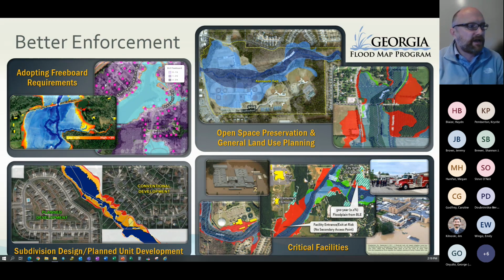And so if you have freeboard requirements in your floodplain management ordinance, you can use this information to support that regulation, or you can use that information to see if it would be palatable to update your ordinance to adopt an additional freeboard requirement in your community. Maybe starting out with +1 foot, requiring new construction above 1 foot of the BFE. It can be used to support planned unit development.